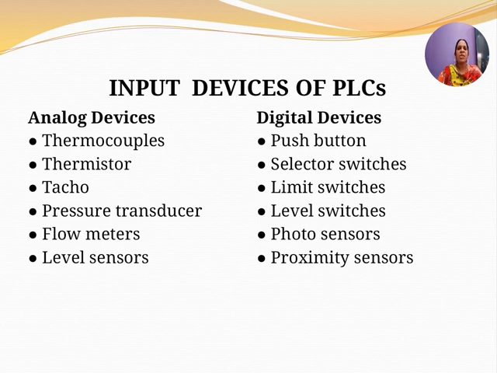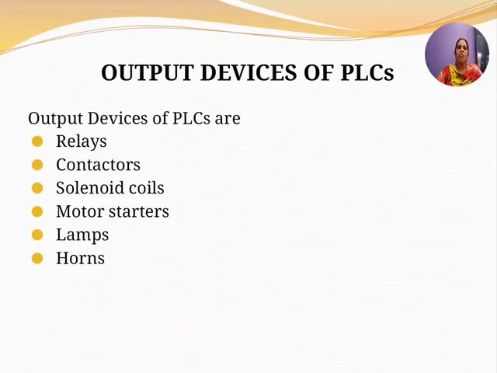Coming to the digital devices, we have push buttons, the selector switches, the limit switches, the level switches, the photo sensors and the proximity sensors. So these are the different types of input devices of PLCs. The next is your output devices. You can see in the block diagram, the output devices are the motor starters. We have the relays, the contactors, the solenoid coils, we have the lamps or sometimes the horns, alarm may be there. So these are the output devices. Output devices are actuated by the output module.